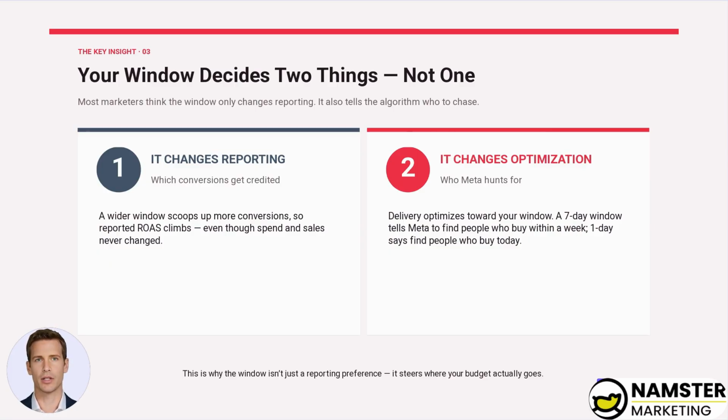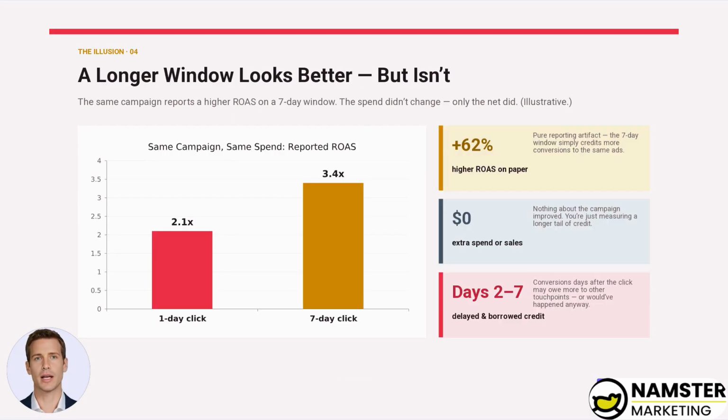A 7-day window tells Meta to find people who tend to convert within a week. A 1-day window tells Meta to prioritize people who are likely to buy almost immediately. This means attribution windows don't just change what you see in reports. They actively influence where your advertising budget gets spent. This is where many marketers get misled.